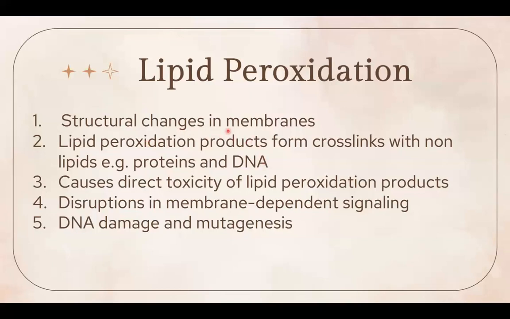Lipid peroxidation products form cross-links with non-lipid molecules, right? So the lipids are going to start binding to DNA and to proteins. This is going to have a direct toxicity of lipid peroxidation. It leads to disruption in membrane-dependent signaling, DNA damage, and mutagenesis, and this is basically setting the background, or the platform, for the development of cancer.